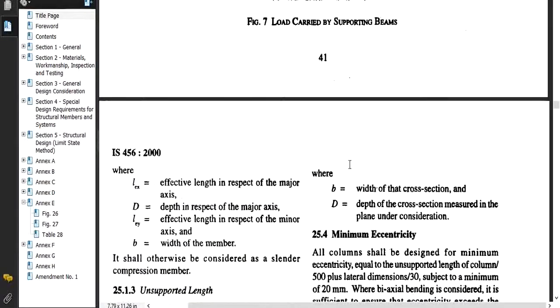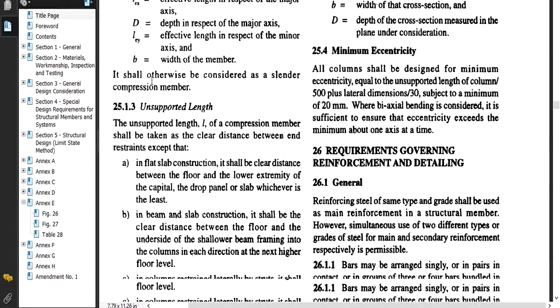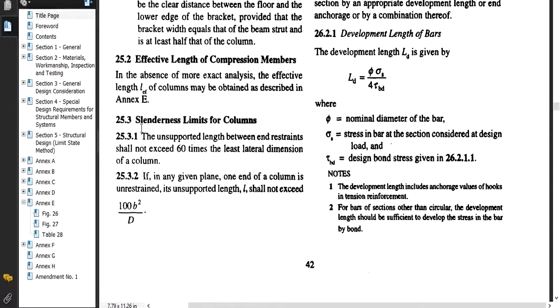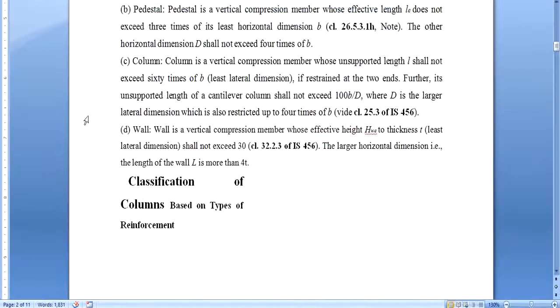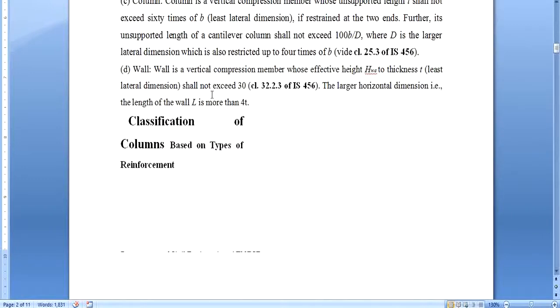So you can see over here, 25.3. You can see about the scenario, while saying about the slenderness ratio, they have said about the column also. So column is a vertical compression member whose unsupported length L shall not exceed 6 times B. So if unsupported length shall not exceed 6 times B, it is called as column. So definition of wall you can go through.